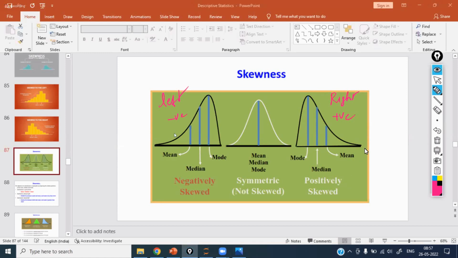Skewed. Positive skewed or right skewed. If there is no skewness, it is called a normal distribution or symmetrical distribution, where the mean, median and mode will be the same.